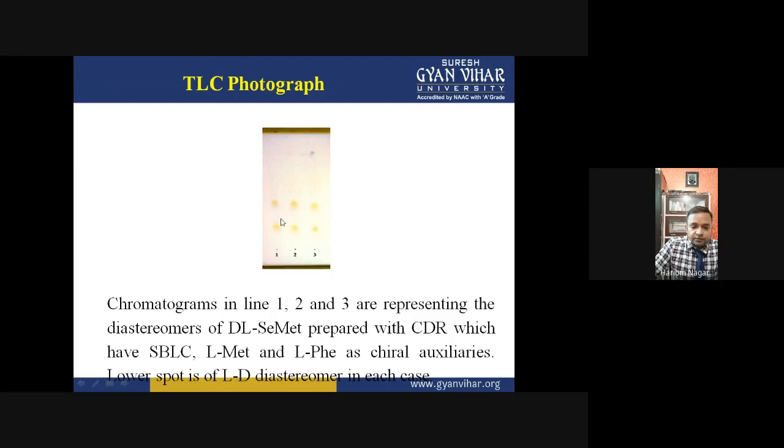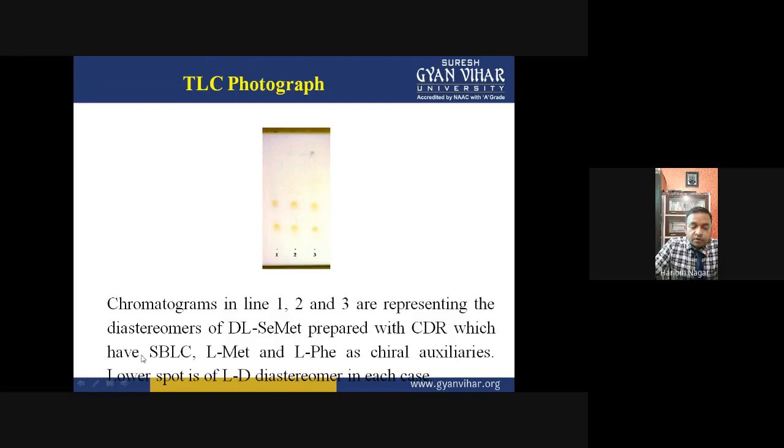These are the first line chromatogram, second line chromatogram, and third line chromatogram. These chromatograms represent the diastereomers of DL-selenomethionine prepared with CDRs which have S-benzyl-L-cysteine as chiral auxiliary. So these are the diastereomers of DL-selenomethionine with SBLC CDR, and with L-methionine these are the chromatograms, and these are the chromatograms for L-phenylalanine as chiral auxiliary.